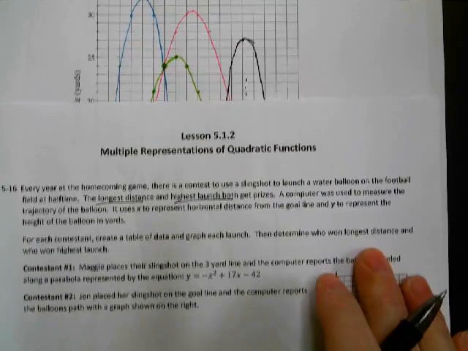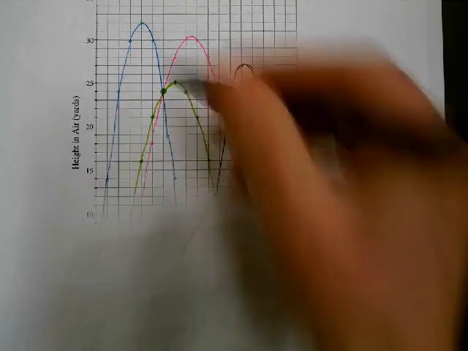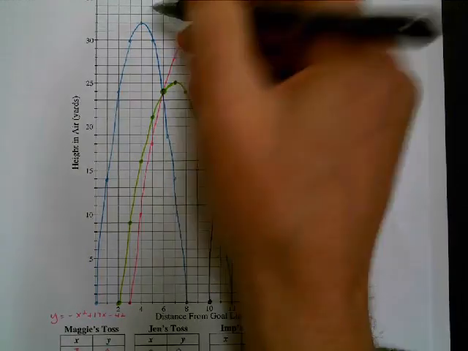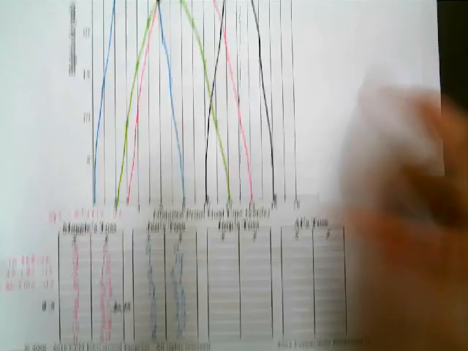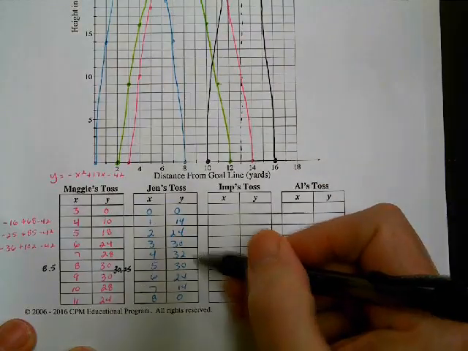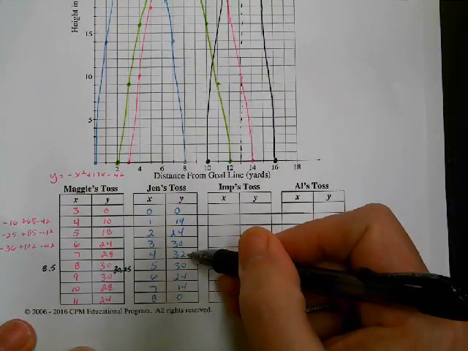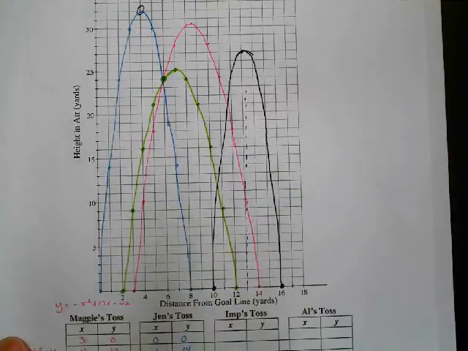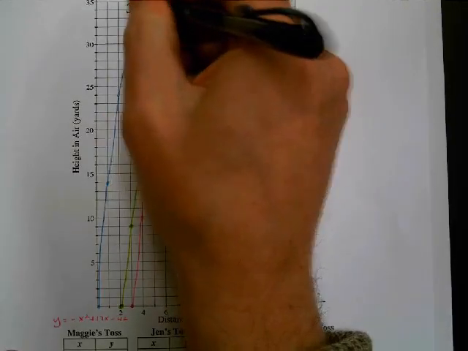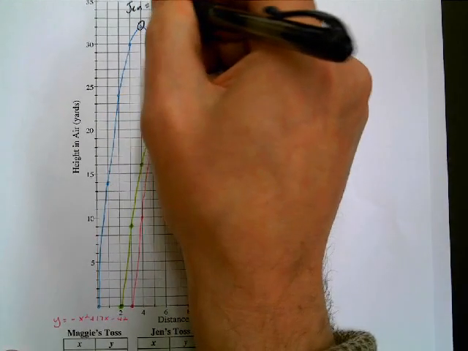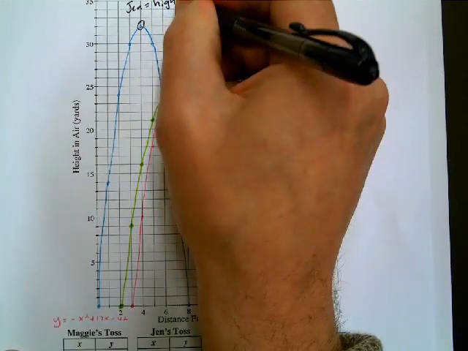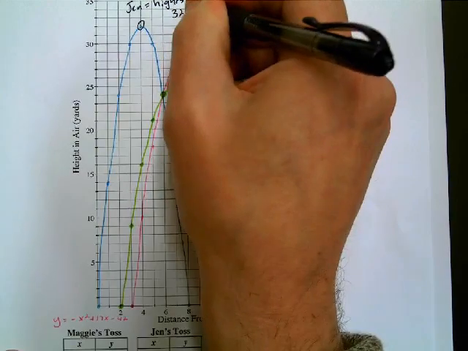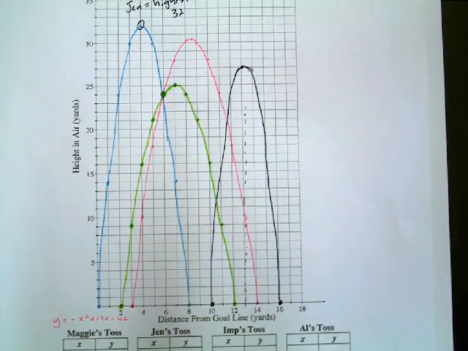The blue line does. That's Jen. She gets the highest launch. That's at the vertex, and we saw that her vertex was at 32. So Jen has the highest launch, because her maximum value was 32. All right, and now we're going to see who went the farthest.